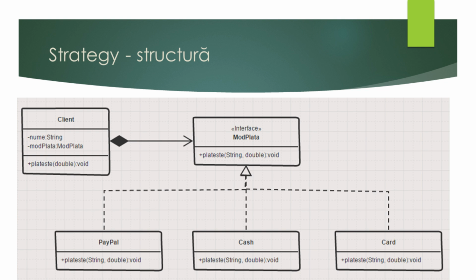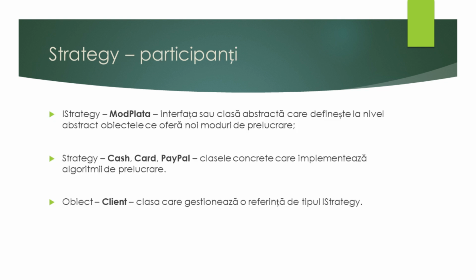The participants. Good question. There are a few key players. First, there's something often called iStrategy. Our source sometimes calls it Mod Plata, but let's stick with iStrategy. Think of it as the contract, an interface, or maybe an abstract class. Like a blueprint. Exactly. A blueprint, it defines the common steps or methods that all the different payment methods will have to follow. Like maybe they all need a process payment method. So iStrategy says you need to be able to process a payment, but doesn't say how for each specific type.